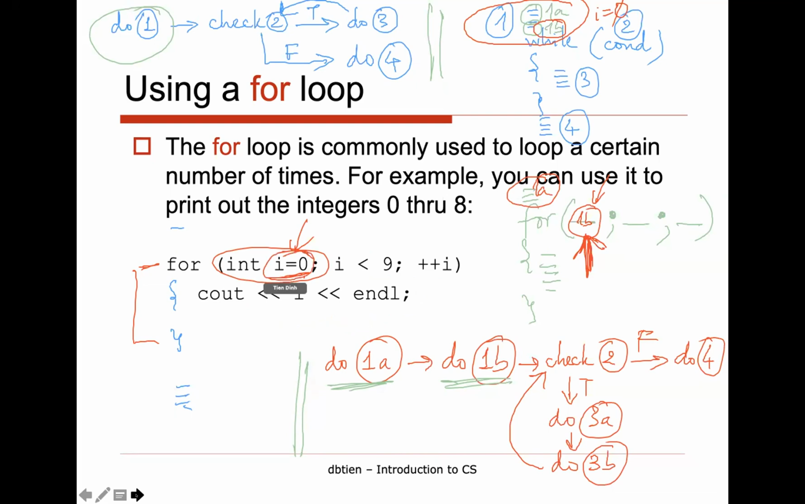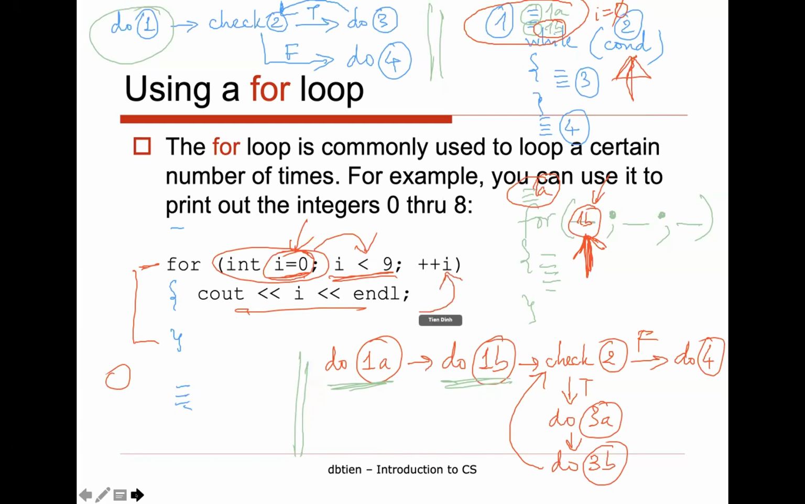And if i is less than 9, i is less than 9. So check the condition. Like the while loops, you also need to check the condition. If i is less than 9, you print out i. So I print out 0 and end line. And then I go back to increase the i.